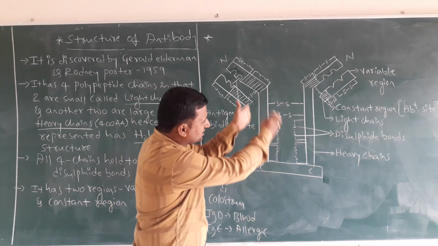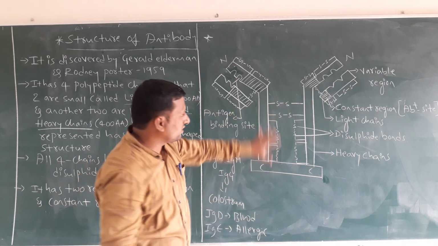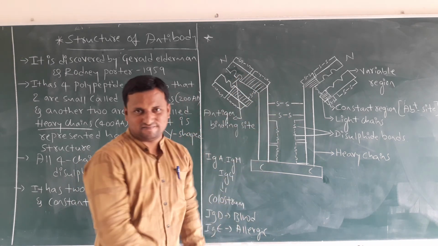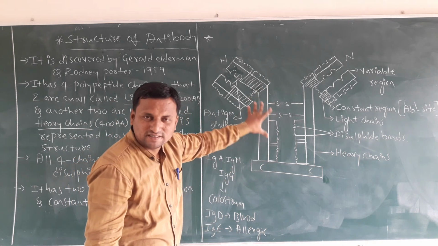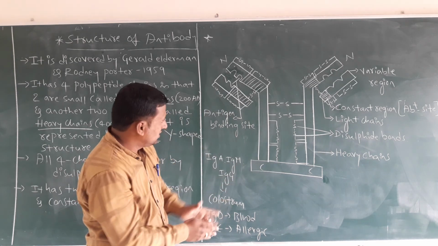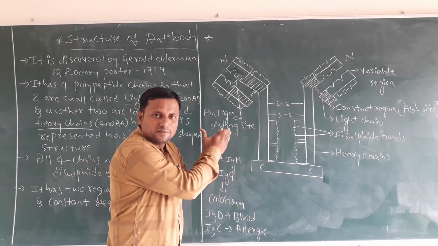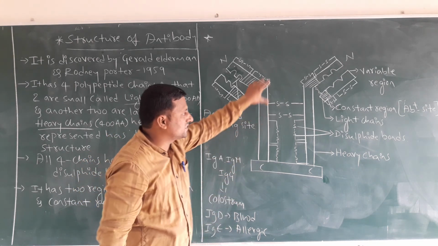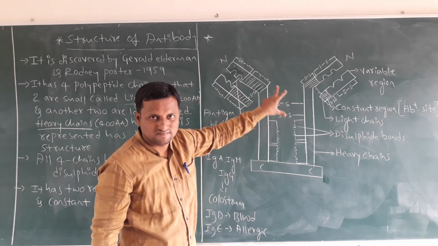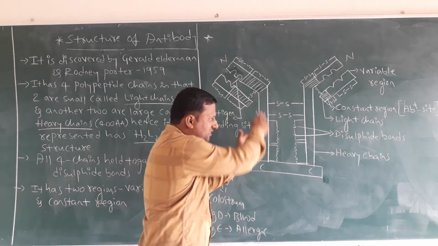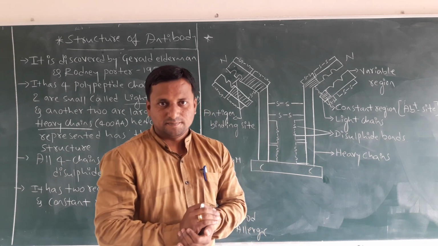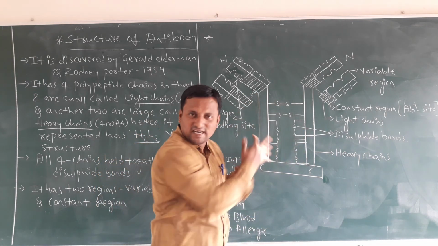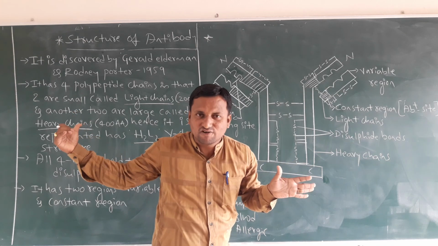Just think about the shape of the structure. Antibody molecules look like a Y-shaped structure. Then let us see what the important parts present in this structure are. The structure contains two types of chains. First we discuss only the structure, after that we go for the explanation.